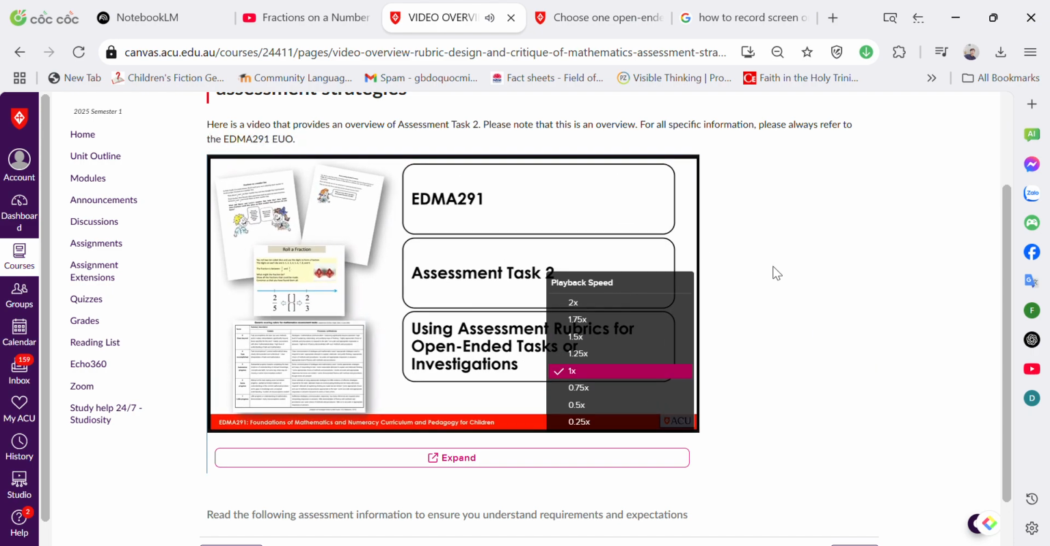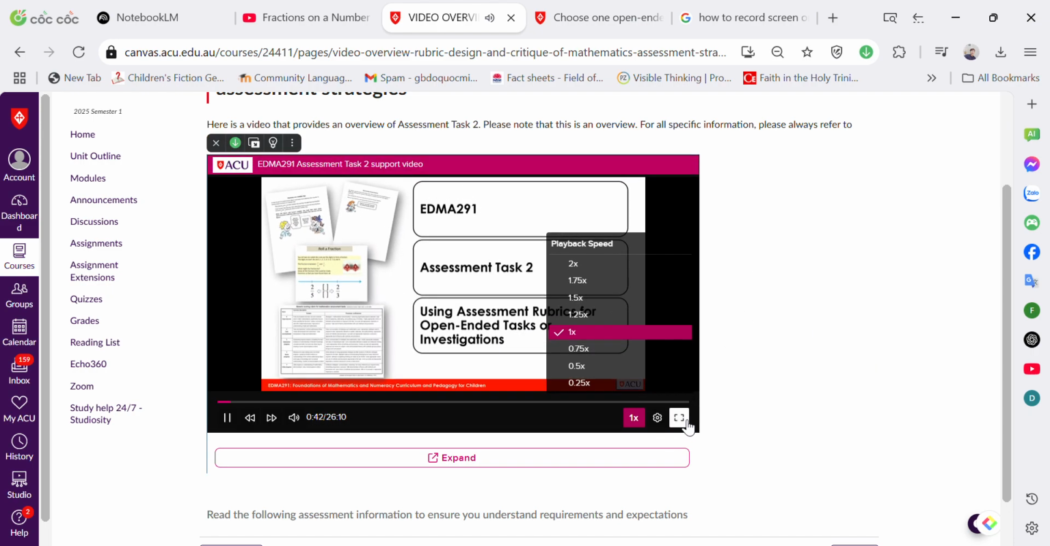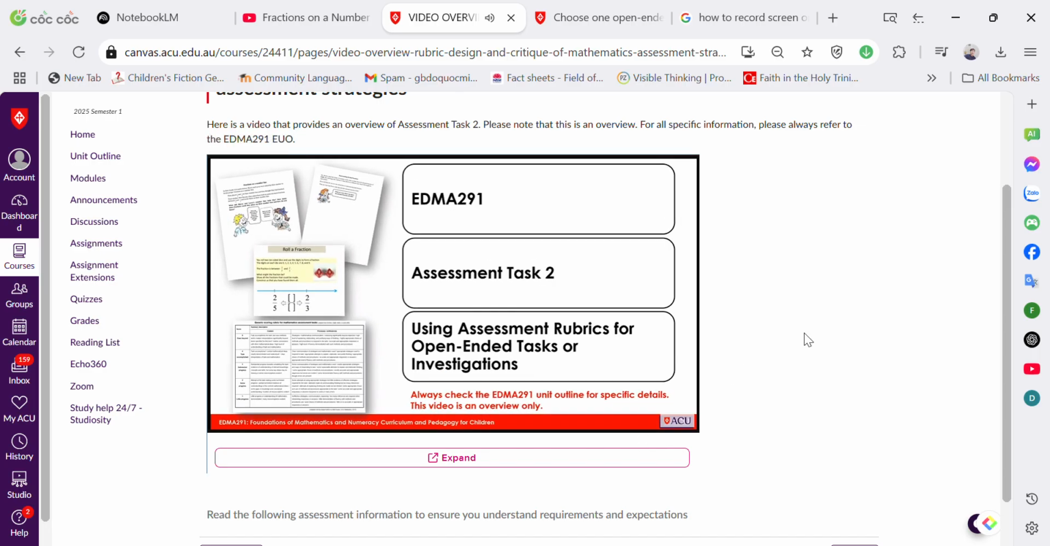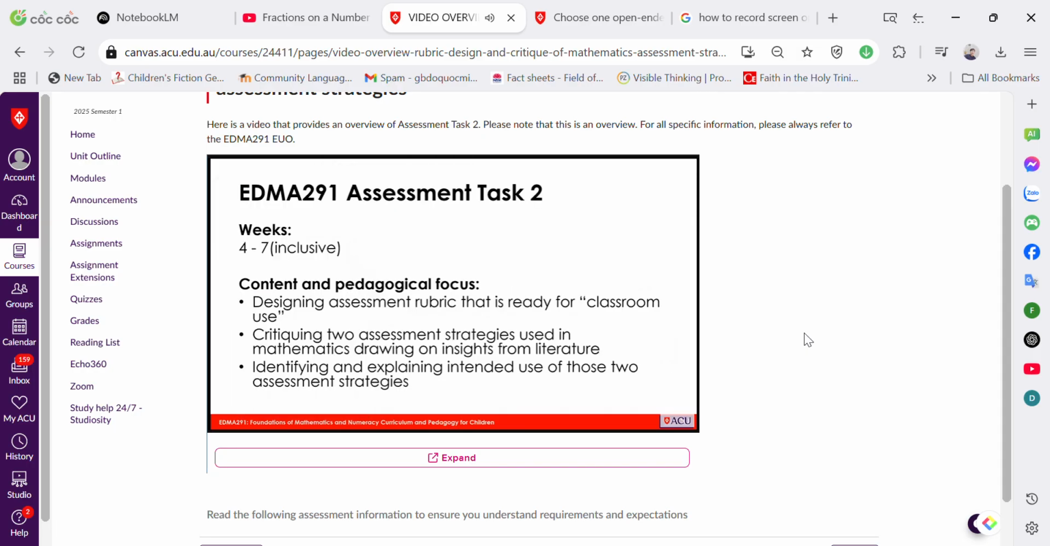So it's really important that you check the unit outline to make sure that you are meeting what is expected for this task. In this one, I'm just elaborating a little bit more for you. So this is assessment task 2, and we're looking at weeks 4 to 7 inclusive. So we're drawing upon our learning through those weeks to help us complete this particular task.